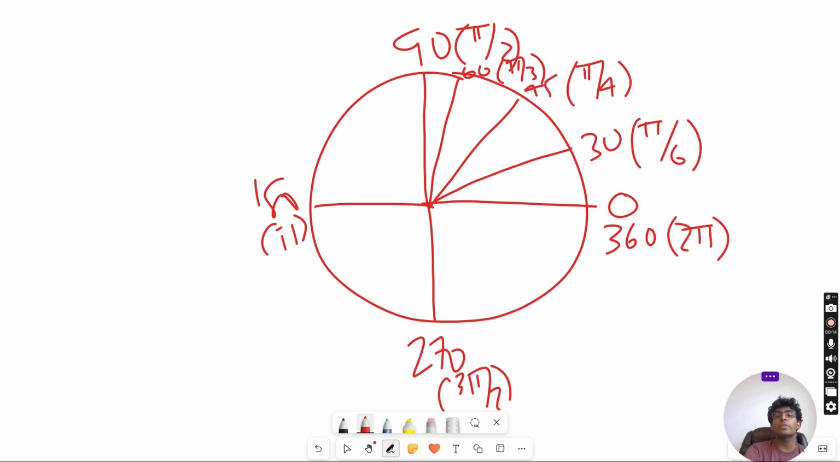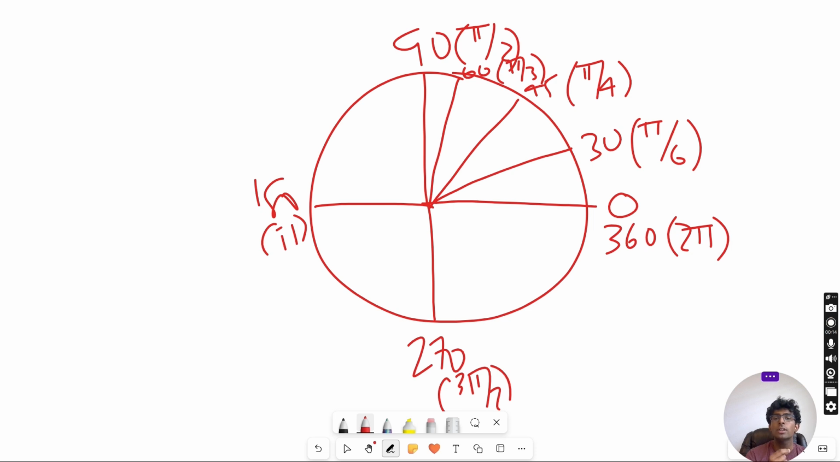And we're only going to worry about the first quadrant, because we call these reference angles, the ones in the first quadrant. If you're asked to find a trigonometric value of an angle that's in the second, third, or fourth quadrant, it's the same values as what's in the first quadrant. The difference is the sign might change depending on what quadrant you're in.